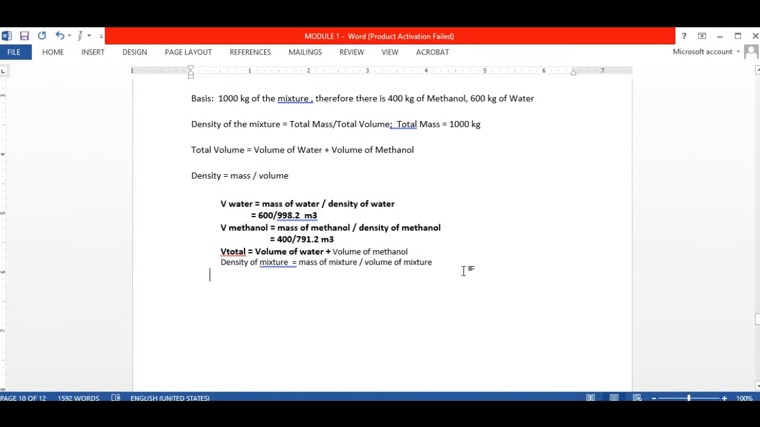I tell you one more thing here. In the handbook, you will not find properties of the mixture. You only find properties of the pure compound, 99% pure compound. If you are dealing with a mixture, then you have to do the calculations by using simple equations. Okay, keep this in mind.